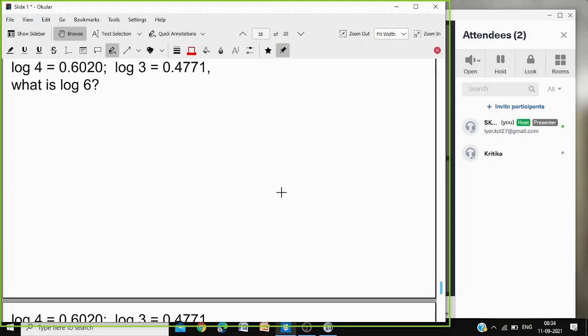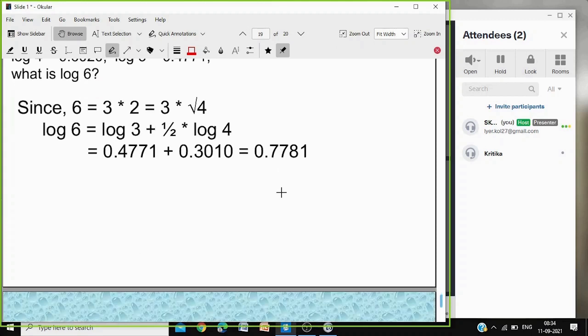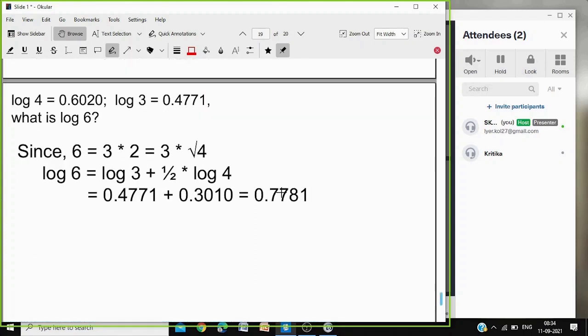Now log 4 is given and log 3 is given. What is log 6? How do you find log 6? So what we do is, 6 can be written as 3 into 2, and 2 can be written as square root of 4. So when you take the log, you will find log of 3 plus log of square root of 4.